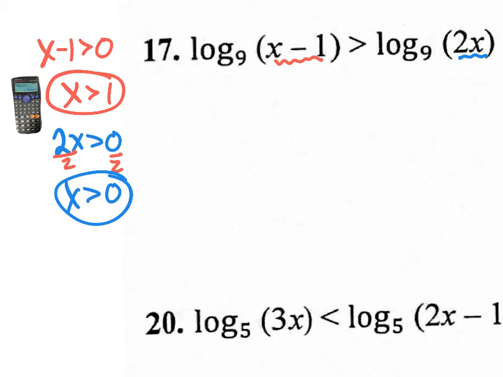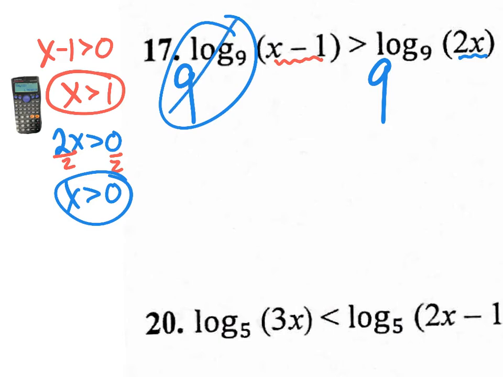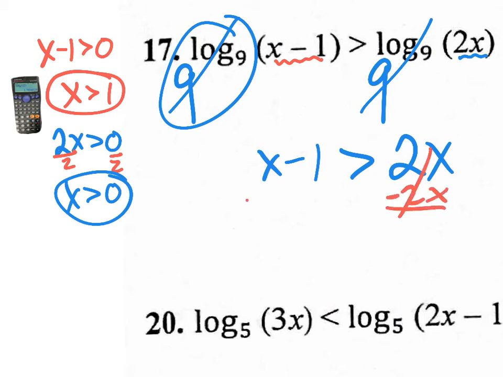And last but not least, let's actually solve this thing as if it were an equation. Raise both sides to become the power of base 9. That way the 9 to the log base 9 eliminates. The x minus 1 comes down, the inequality comes down, and the 2x comes down. So now we have a regular inequality to solve right there. We have x's on both sides. I'm going to move this 2x over.